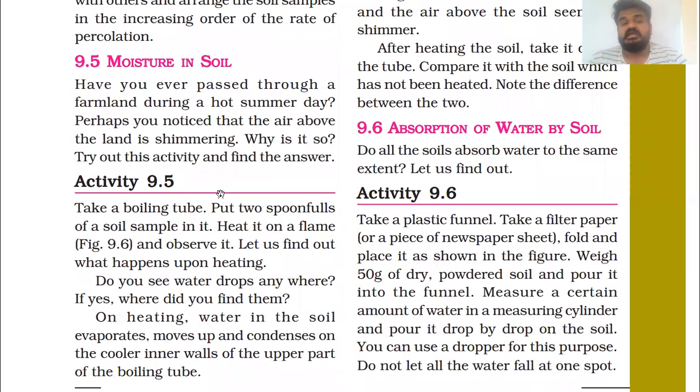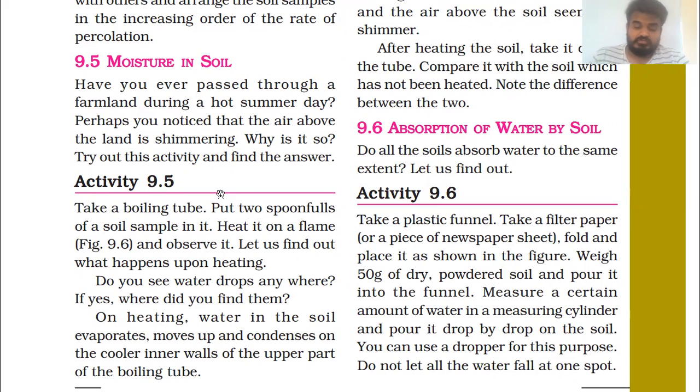Now the next topic is topic 9.5, that is moisture in soil. Have you ever passed through a farmland during a hot summer day? Perhaps you noticed that the air above the land is shimmering. So simply it is quite hot. Why is it so? Try out this activity and find the answer.